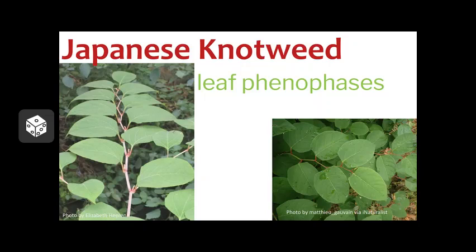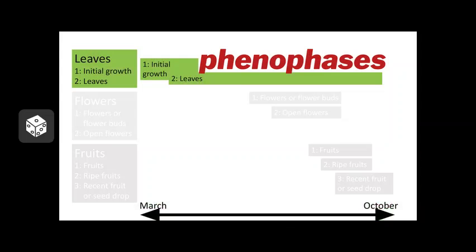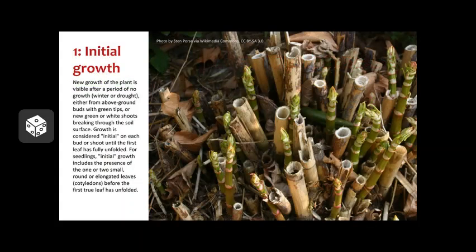Now that we have covered these important safety tips, we can move on to the topic of this video. Today, we will be discussing the leaf phenophases of Japanese knotweed and how to distinguish between the two. As shown in the timeline, the initial growth phenophase occurs early in the spring, while the second leaf phenophase, which has been named the leaves phenophase, can last well into fall.